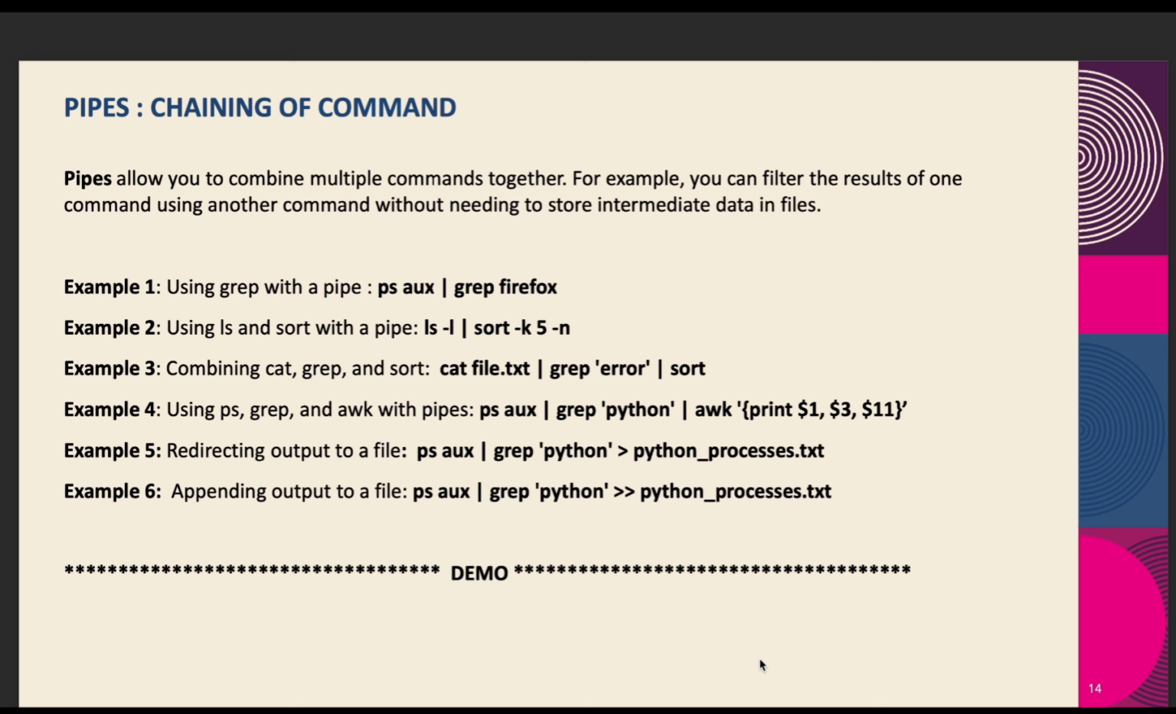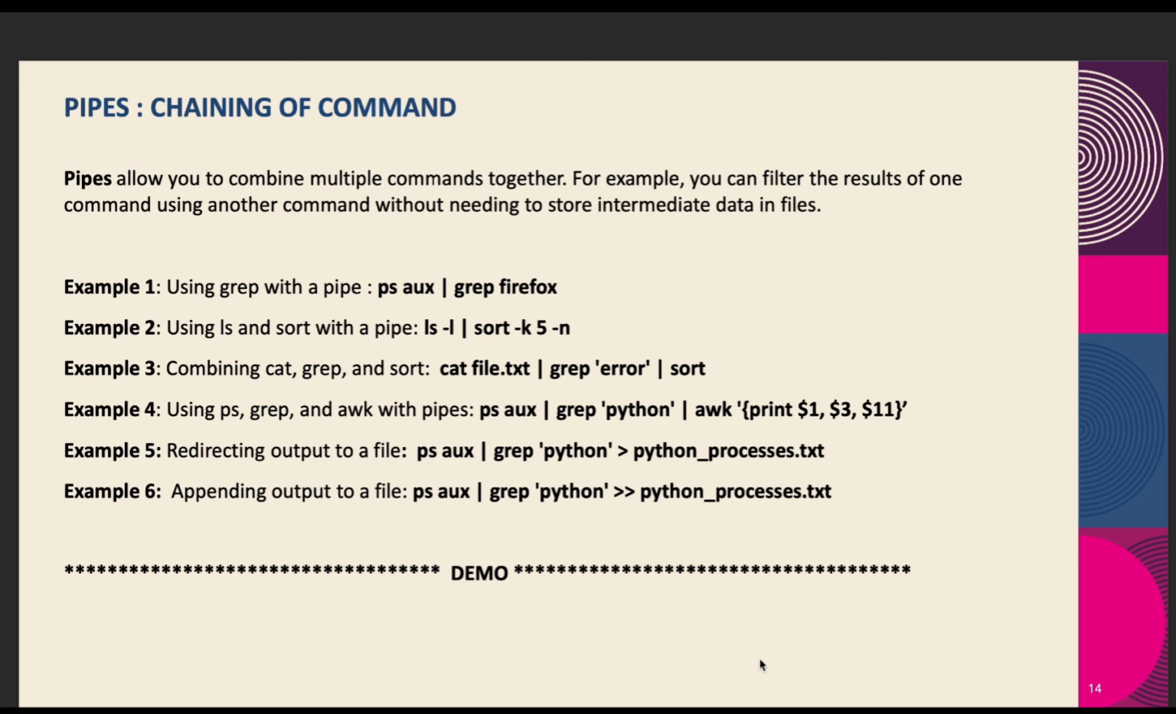Now the next command is for when you already have a file present and you want to append data to the existing file. The same command will work well. The only thing is that instead of a single arrow, you need to give a double arrow. So this will append the output to the existing file.